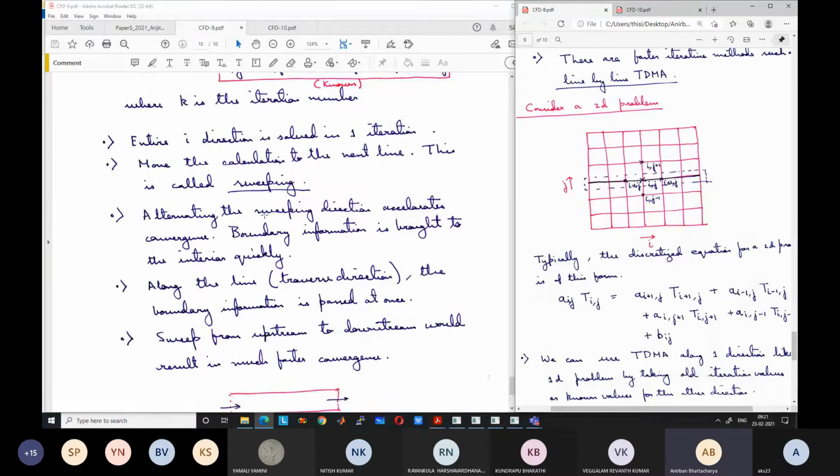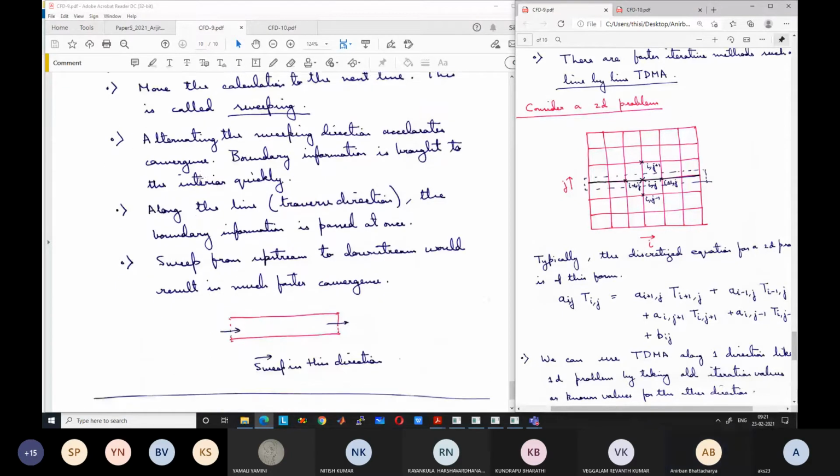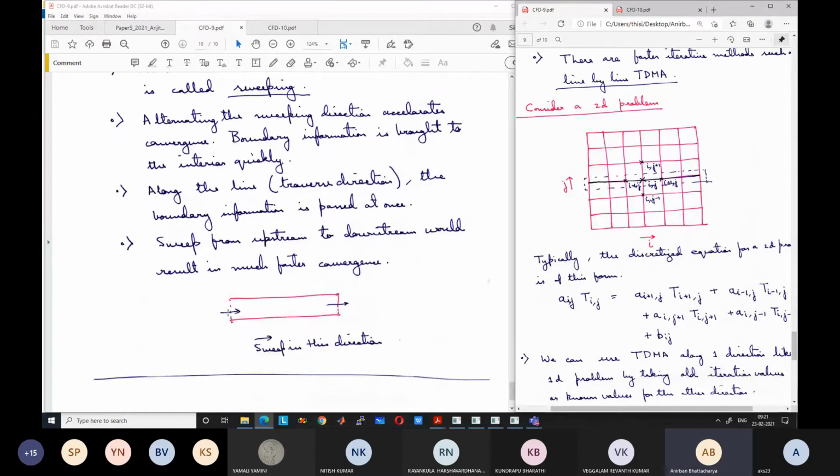Also in general, if you have a flow type of problem where the flow is occurring from one side of the domain to the other side, like flow in a pipe, if you sweep in the direction from the upstream to the downstream, it is seen that the information passes very quickly. If you sweep from the left side, in this case the flow is from the left side to the right side, so if you sweep along the flow, the information passes very fast along the flow, and convergence is much faster. It has been seen like this.